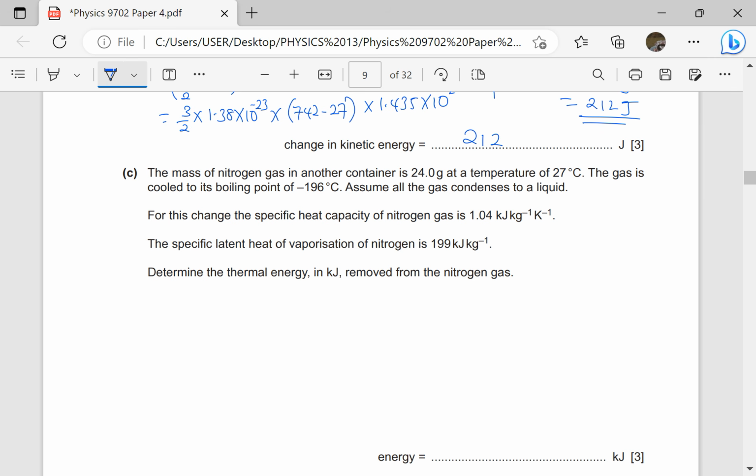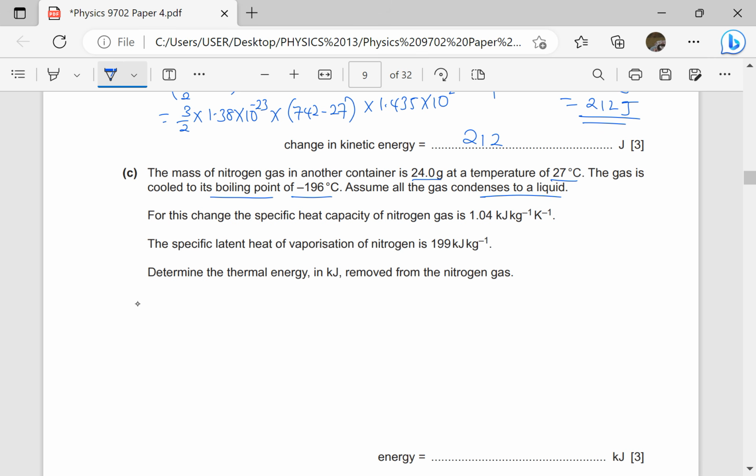The mass of nitrogen gas in another container is 24 grams at a temperature of 27 degrees Celsius. The gas is cooled to its boiling point of negative 196 degrees Celsius. So it means there is a change in temperature. First of all, there is a decrease in temperature. And after the change in temperature, at boiling point, the temperature remains constant. Assume all the gas condenses to a liquid.